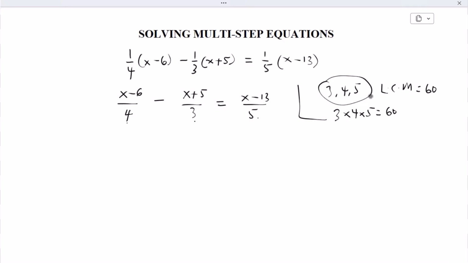So I'm going to multiply the left hand side by the least common multiple and the right hand side by the least common multiple. So I'm going to have 60 multiplying x minus 6 on 4, minus 60 multiplying x plus 5 on 3, to be equal to 60 multiplying x minus 13 on 5.